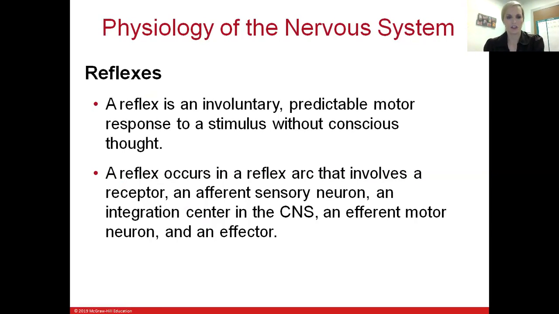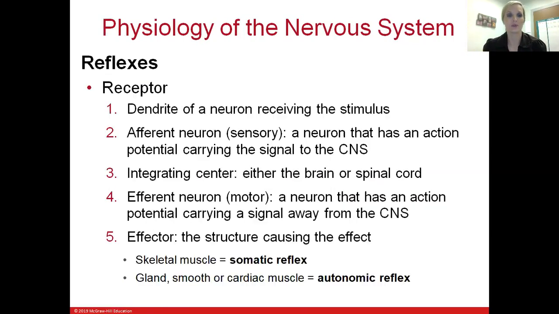So it occurs in an arc that involves a receptor, something that receives that sensation. So say, again, my hand on a hot stove. When my hand's laying on that hot stove, the receptors in my fingers pick it up. The afferent sensory neuron sends that message up to my spinal cord. There's an integration center there in the central nervous system that interprets that as, hey, that's super hot, you need to move your hand. So then there's the efferent motor neuron that sends that message back to my muscles in my arm, and the effector in that case is the muscle.